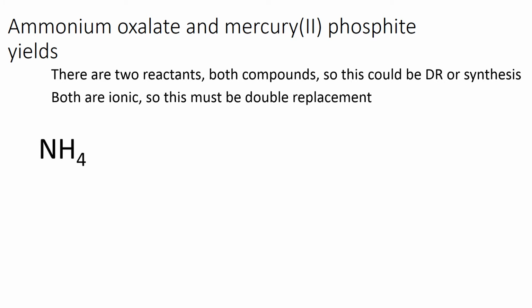We start by writing our ammonium ion and our oxalate ion. We need their charges so that we can crisscross to make sure that we get the formula written correctly. There end up being two ammonium ions.